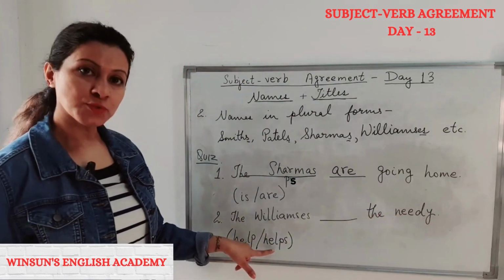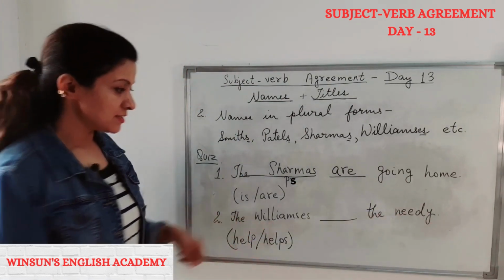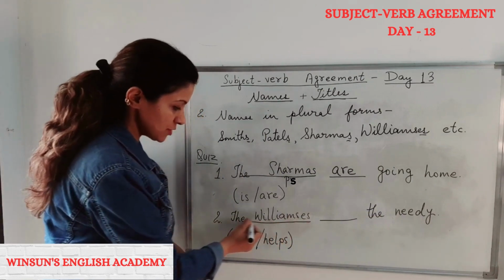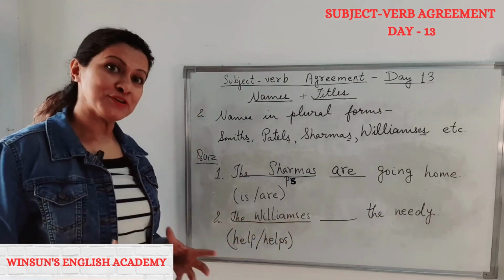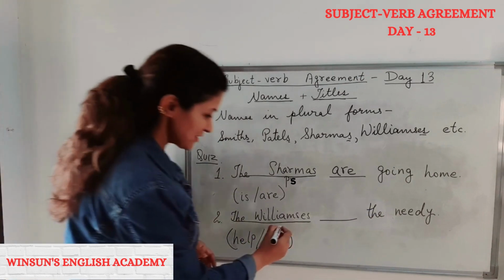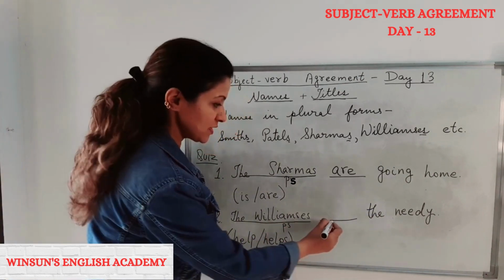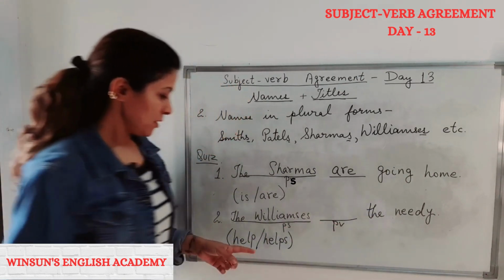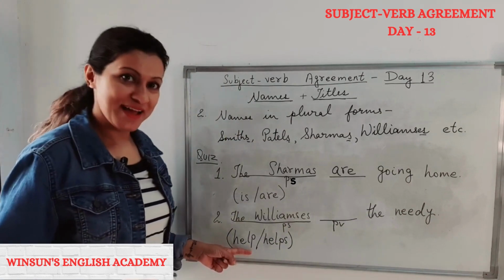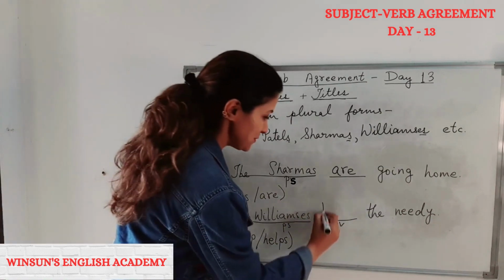Now this one, the Williamses dash the needy. Help or helps, what do we need? First, is this a plural subject or singular subject? All the members of the Williams family, right? So it's a plural subject. So it will take a plural verb. Plural verbs do not have an S. So, help.